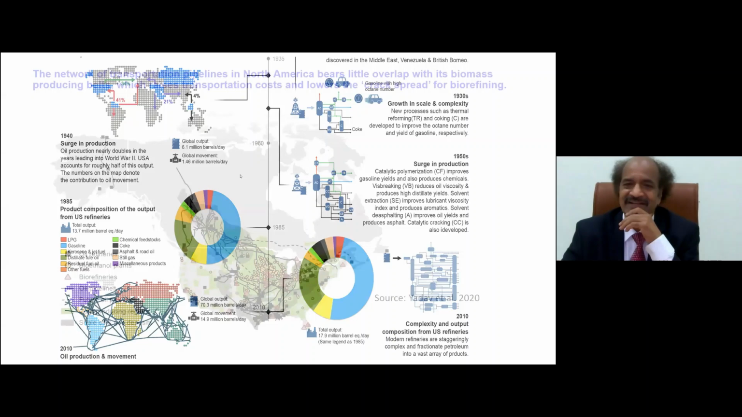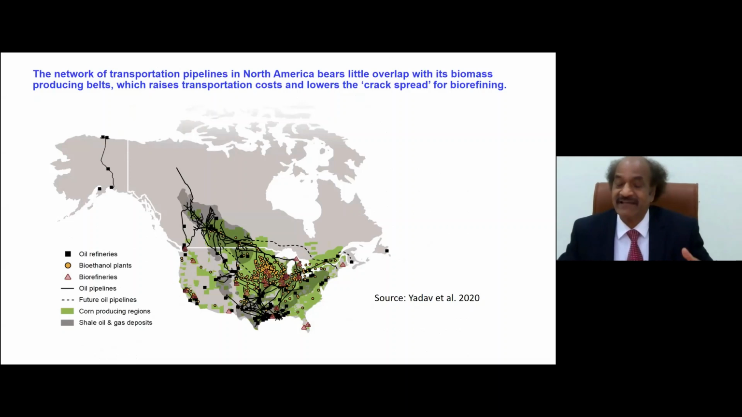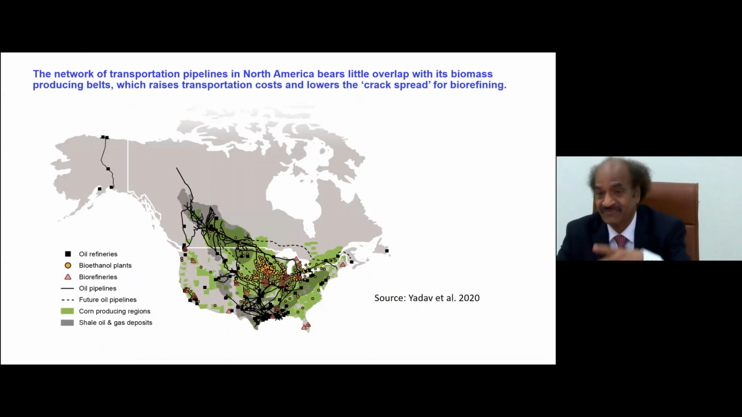So what we did in our paper, we asked, can we find out what is meant by crack spread? And crack spread, in layman's language, is this: suppose your barrel is available today at $110. Can I make $130? That means $20 is the crack spread. Cracking of the crude gives me what value in additional product.